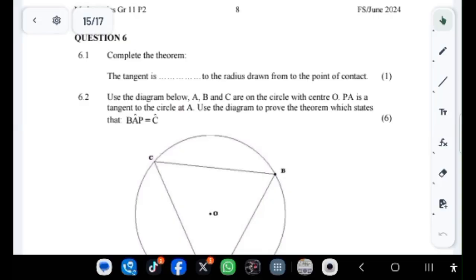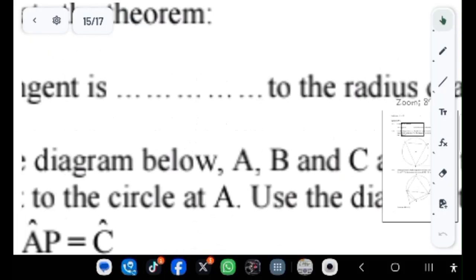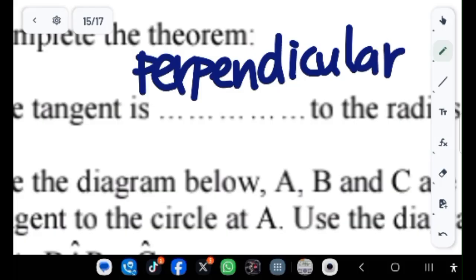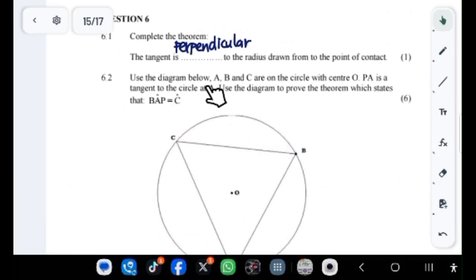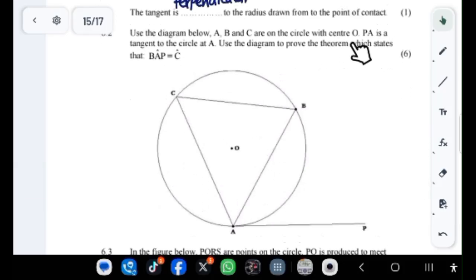Question 6. Complete the theorem. The tangent is perpendicular to the radius drawn from the point of contact. That's the answer there. Use the diagram below. A, B, and C are on the circle with center O. PA is a tangent to the circle at A. Use the diagram to prove the theorem which states that angle BAP is equal to angle C.